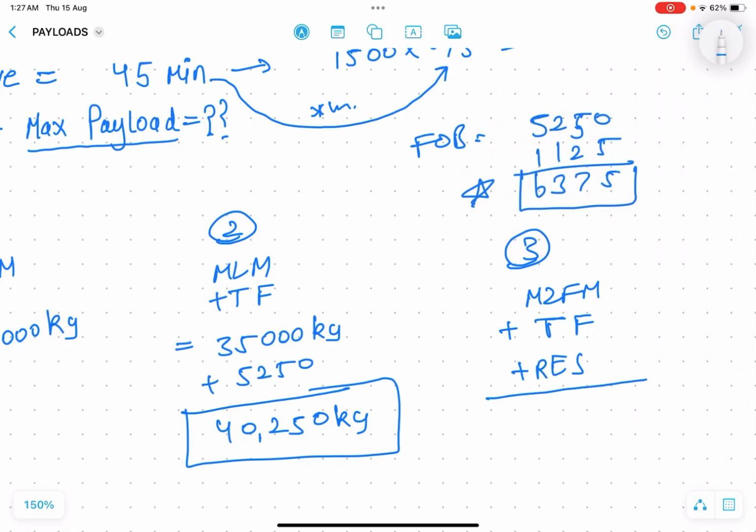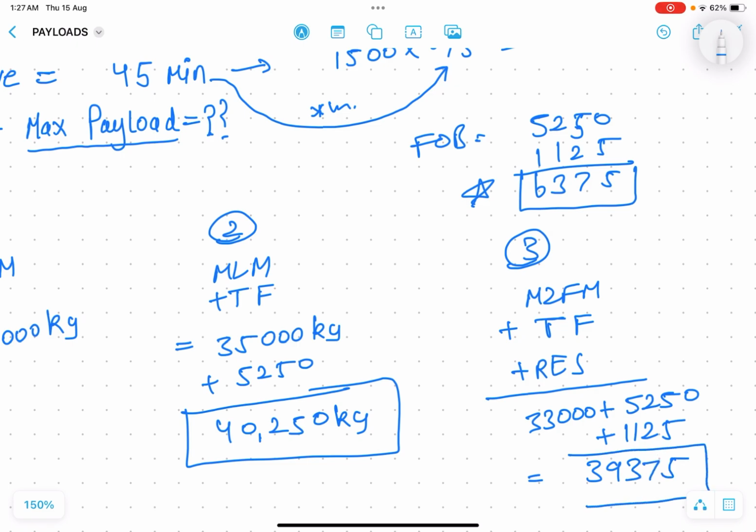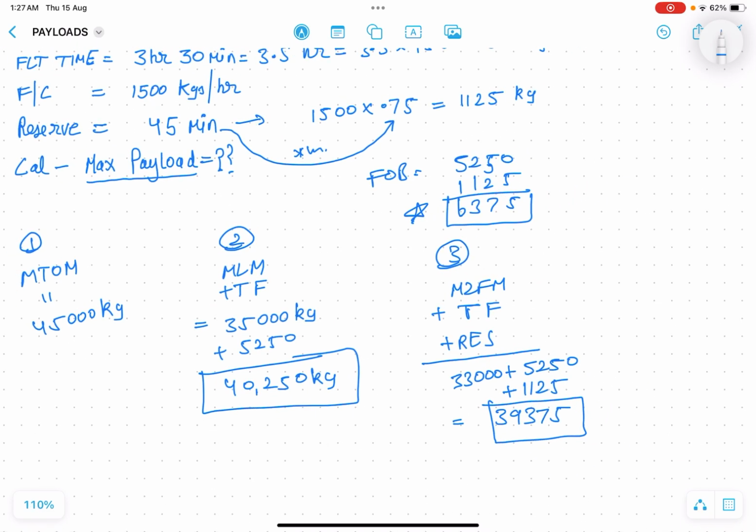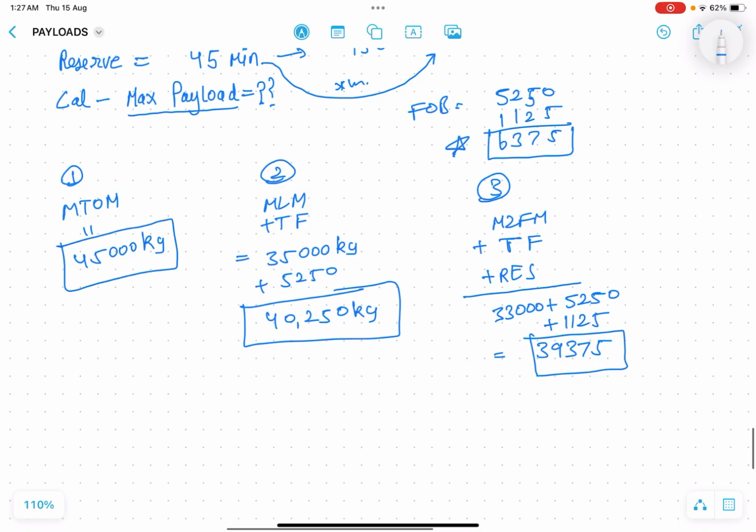It becomes 33,000 kilograms plus 5250 plus 1125. We get 39375 kilogram. And now we will compare and consider the minimum of these three. So the minimum quantity is this.